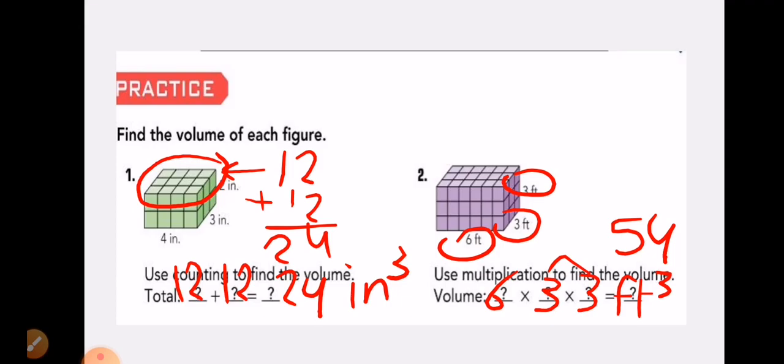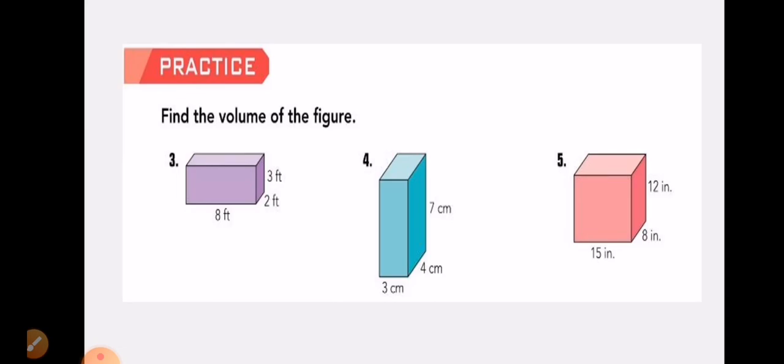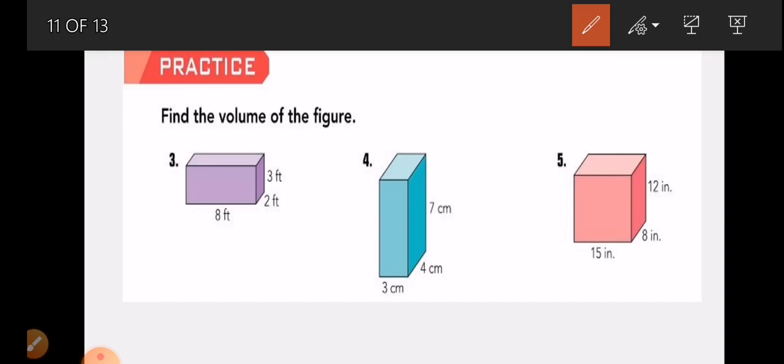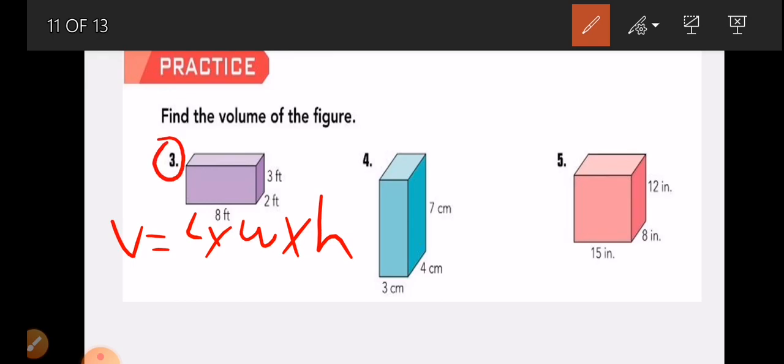Now find the volume of the figure. Here they did not tell you which way you should use, because I don't have the cubic units, I just have the 3 dimensions, so I will use my formula. The formula tells you what? Volume equals length multiplied by width multiplied by height. The length here in question number 3 is what? 8, multiplied by the width 2, multiplied by the height 3.